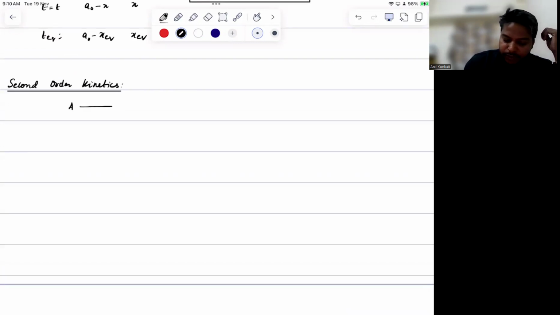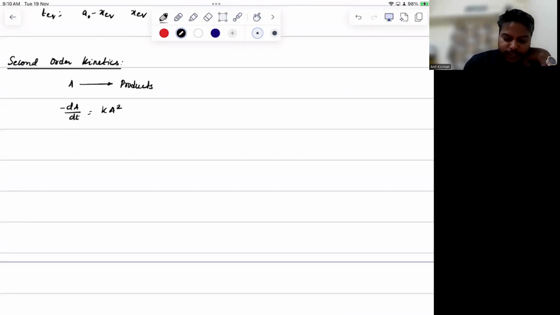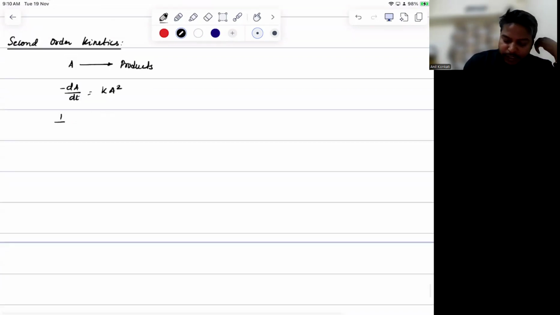So A giving products. If you have minus dA by dt is equal to K into A square, then you are writing the rate law for a second order. After integrating, we will get 1 by At minus 1 by A naught is equal to Kt. So this is the equation you need to directly remember for second order.